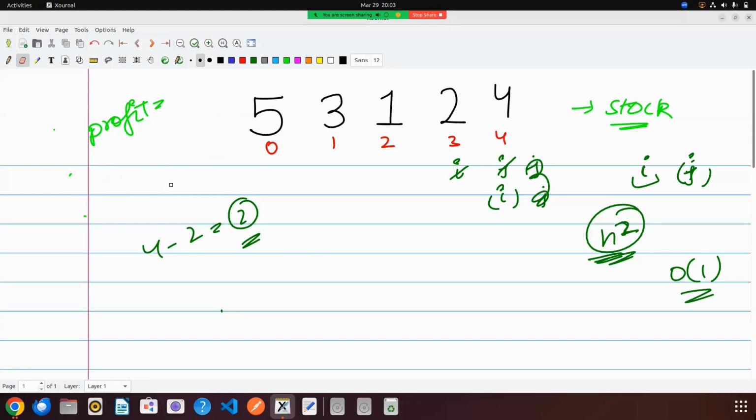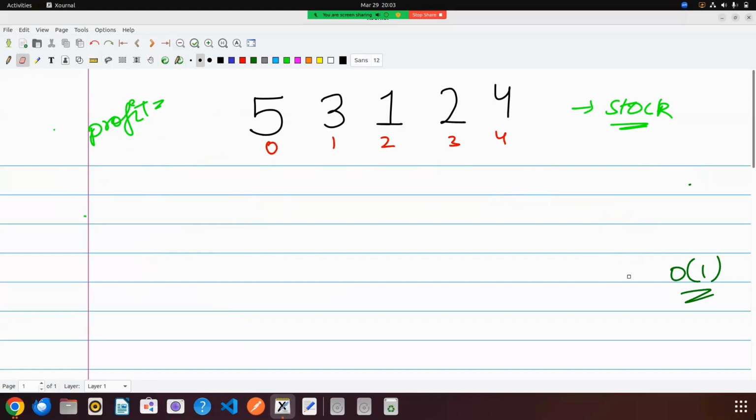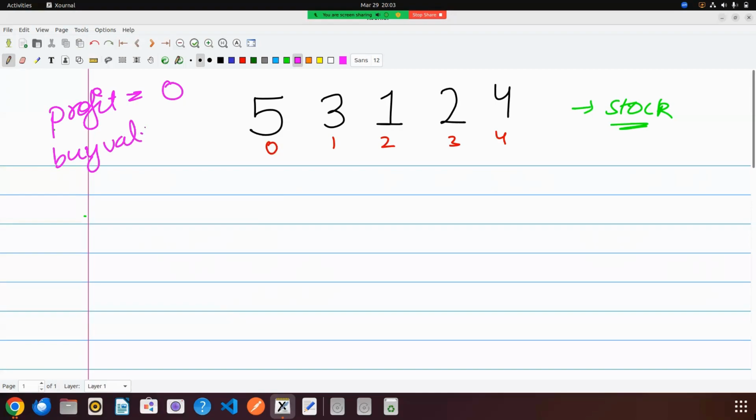For the optimized approach, we will definitely have a variable named profit, which will store our end answer. Let me change the color. Okay, so the profit is 0. This is one variable we will create. The second variable which I'm going to create is buy value. So this buy value is the value for which I am going to buy that stock.